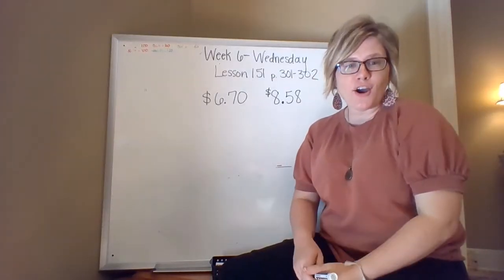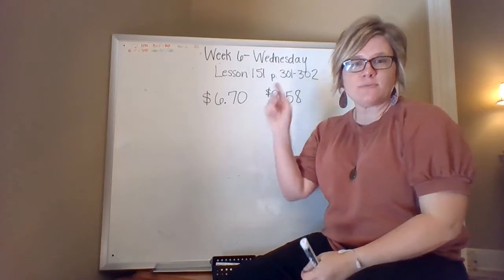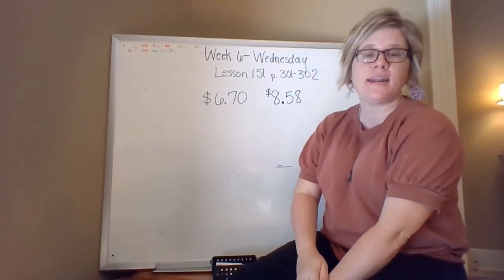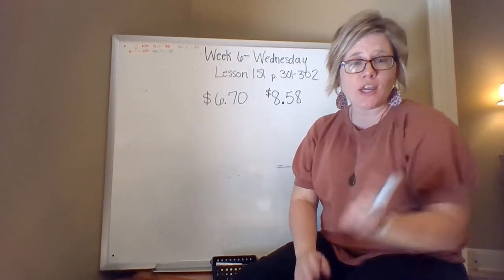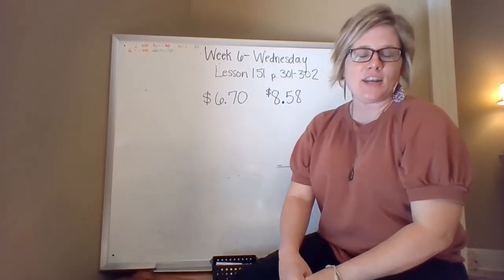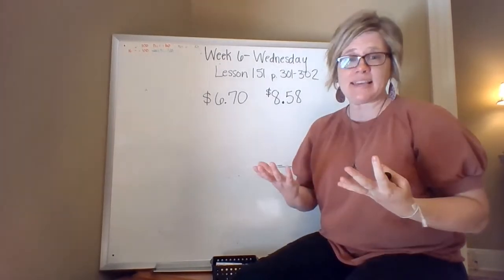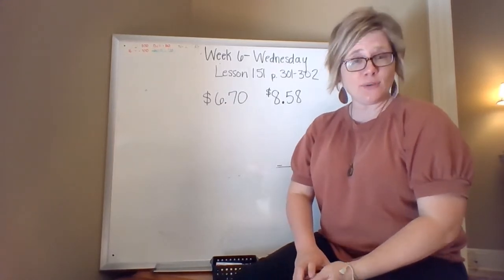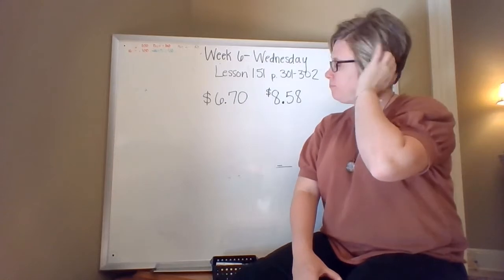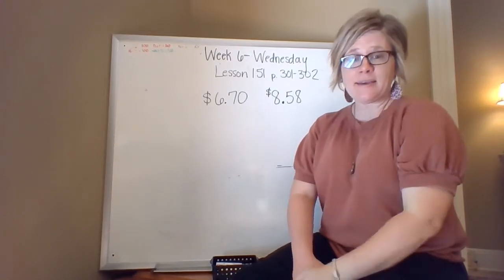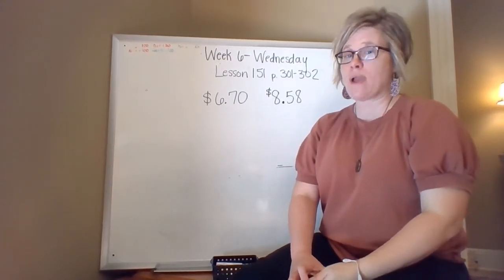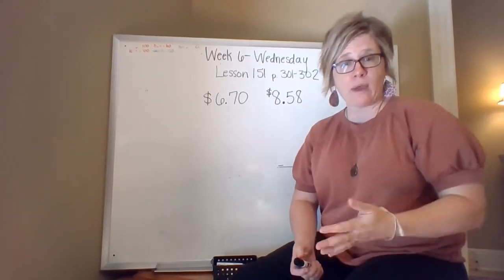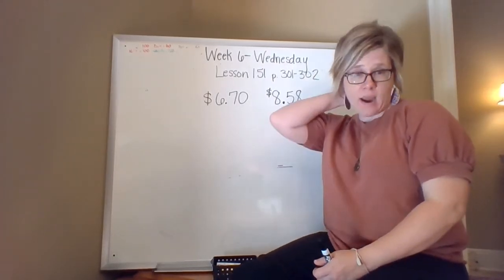All right, we are back for week 6, Wednesday, lesson 151, and we are on page 301 and 302. So go ahead and get your math sheet out and get it ready. We've been talking about money this week, and we are going to continue with money. We've been subtracting it, but today we're actually going to talk about rounding it. And when we round something, we've just been rounding numbers. We would round them to the nearest 10, right?